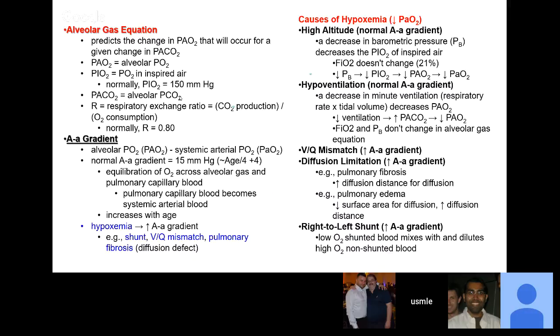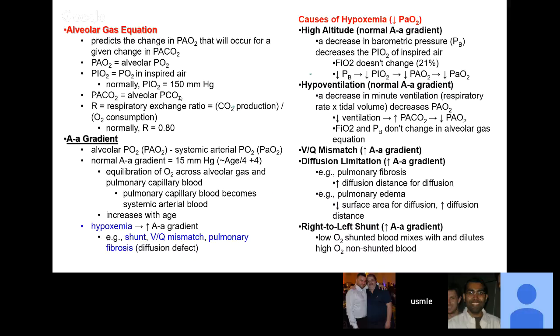So the gradient, what is the gradient? It is the exchange itself, and how you're going to calculate the alveolar arterial gradient is going to be the difference between the alveolar PO2 and the systemic PO2, or the arterial PO2.